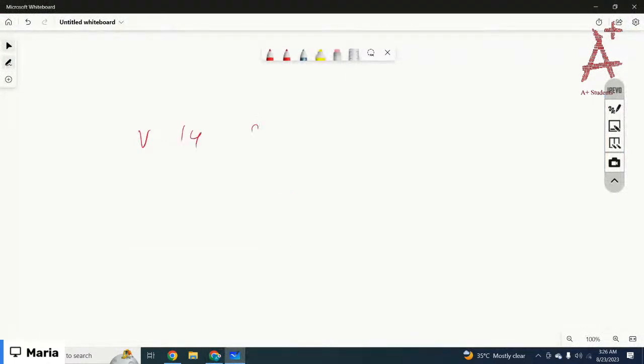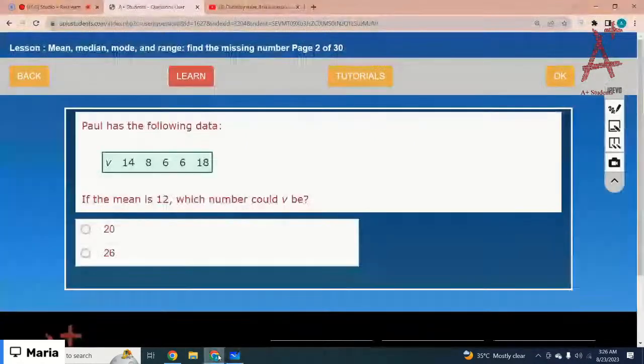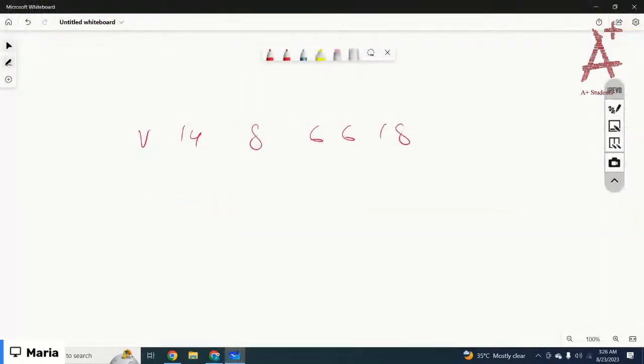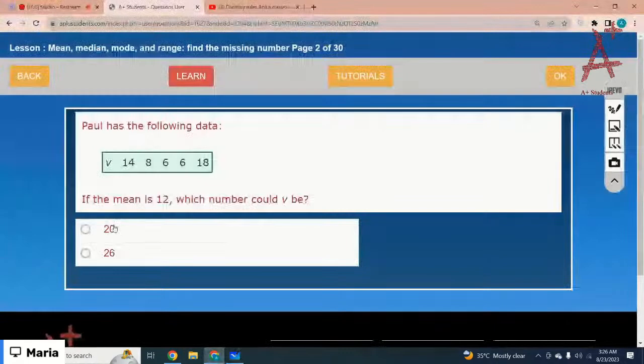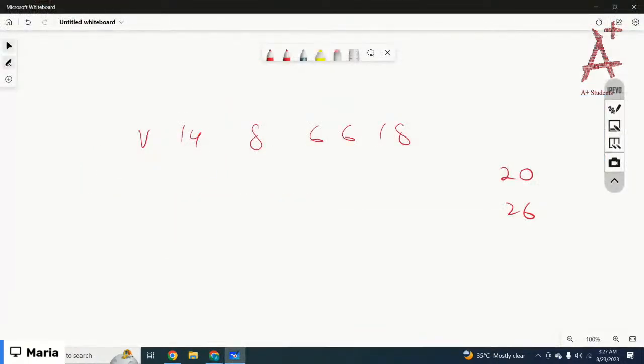V, 14, 8, 6, 6, 18. You have been given two of the options: 20 and 26. Also in the question you are given that the mean is 12, you are given the mean, right? Let's just see if it is 20.